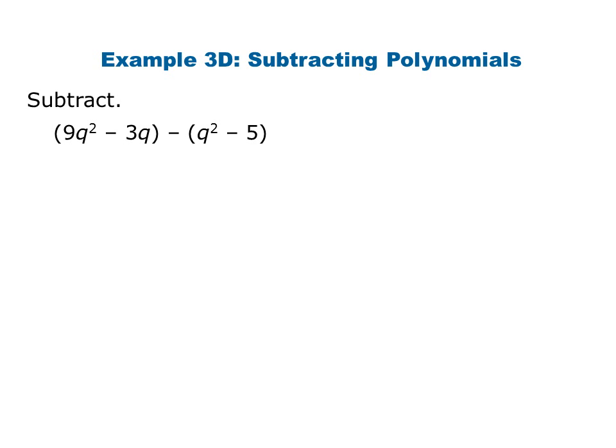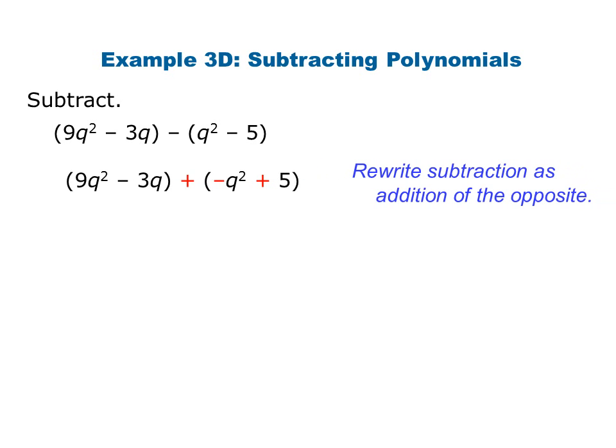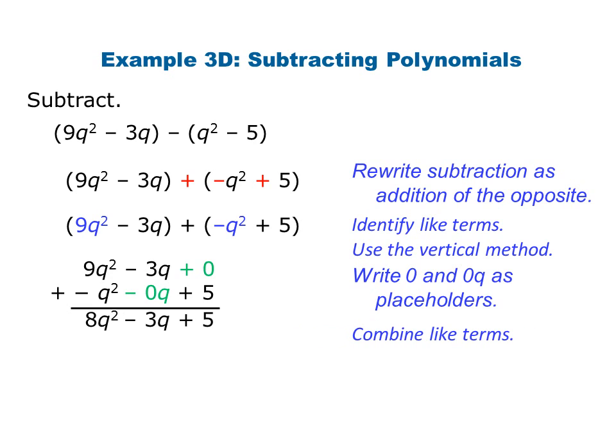Now, more examples. Again, which one is going to change? The one on the right. Very good. So on the right, q squared will become negative q squared, and then negative 5 will become positive 5, and then we just find the same terms and combine them. If there is no same term, we leave them the way they are. Okay, so the blue ones will be added together, and the black ones will be added together, and that gives us our final answer. Now remember, where there is no number, you just put a 0 as a placeholder. And our final answer is going to be 8q squared minus 3q plus 5.